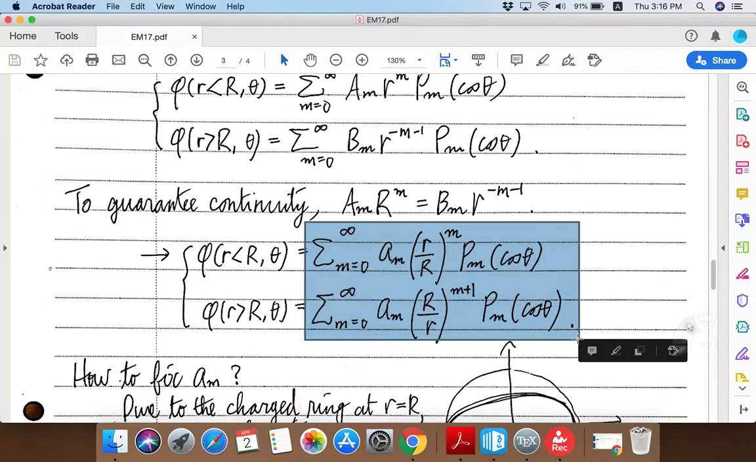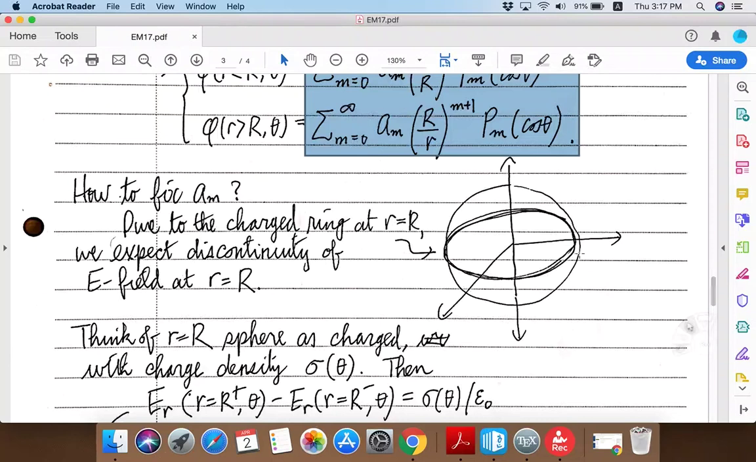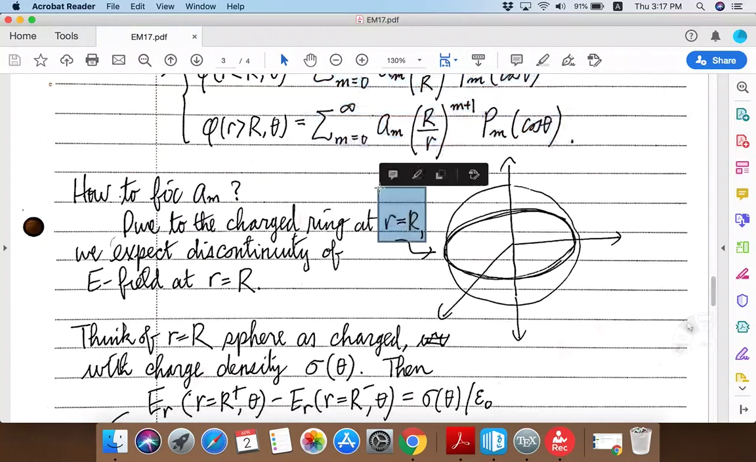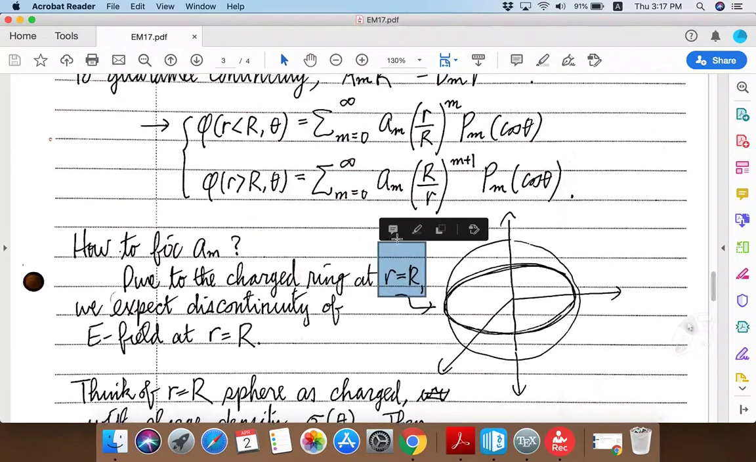Okay, now we have only one job left to do. That is to solve for the coefficients a_m. And of course, this a_m depends on the particular nature of the problem. And here the nature of the problem that we have to deal with now is coming from this ring that has a radius big R. So that's the sort of boundary condition that has to be satisfied by carefully choosing these coefficients a_m.